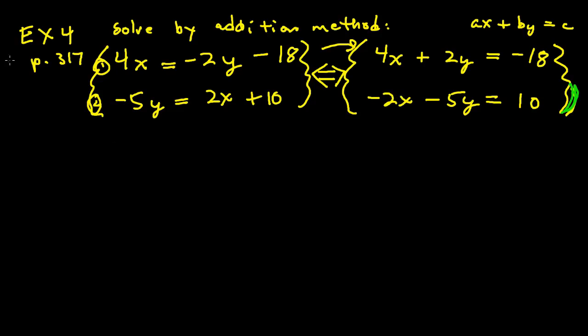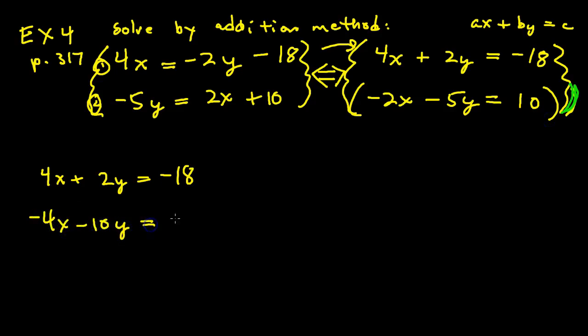So let me go ahead and do that. I'm going to leave the first equation, the top equation here, alone. 4x plus 2y equals minus 18. And downstairs, I'm going to multiply through by positive 2. That'll give me a negative 4x minus 10y equals 20.